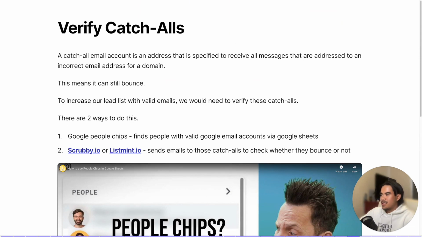So yeah, to actually verify your catch-alls, what is a catch-all, first of all? It's an email account that is specified to receive all messages that are addressed to an incorrect email address for a domain, right? And this means it can still bounce. So to increase our lead list with valid emails, we would need to verify these catch-alls.